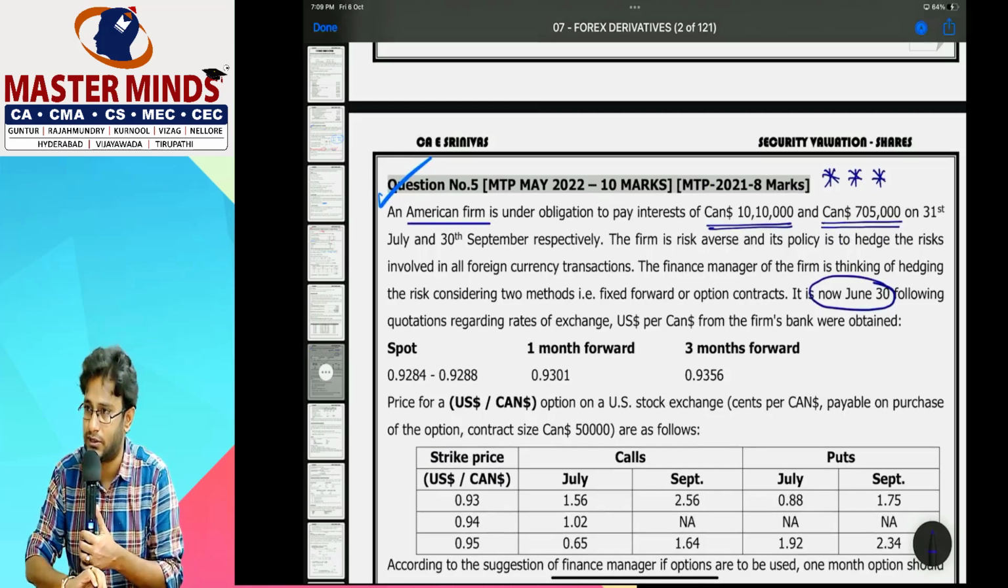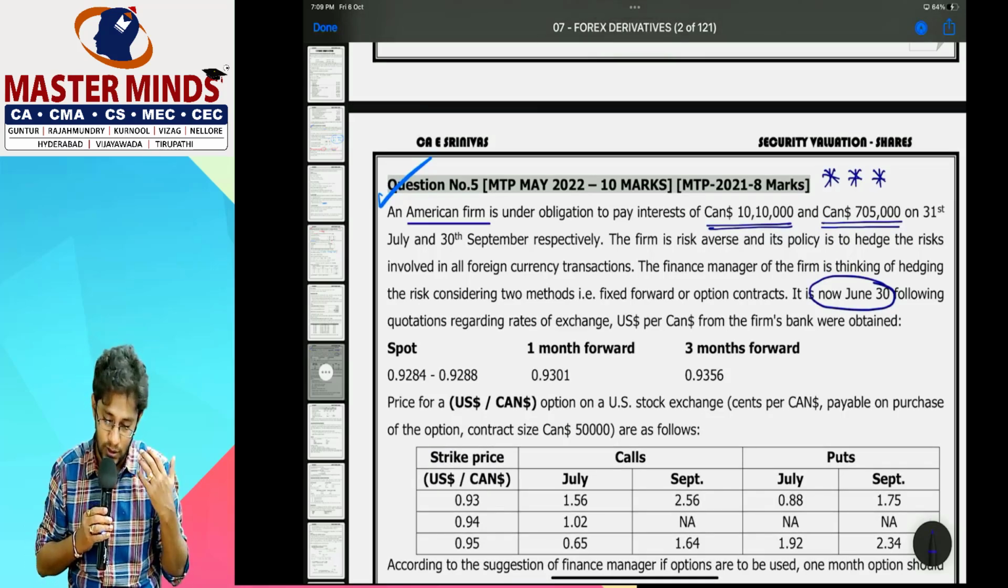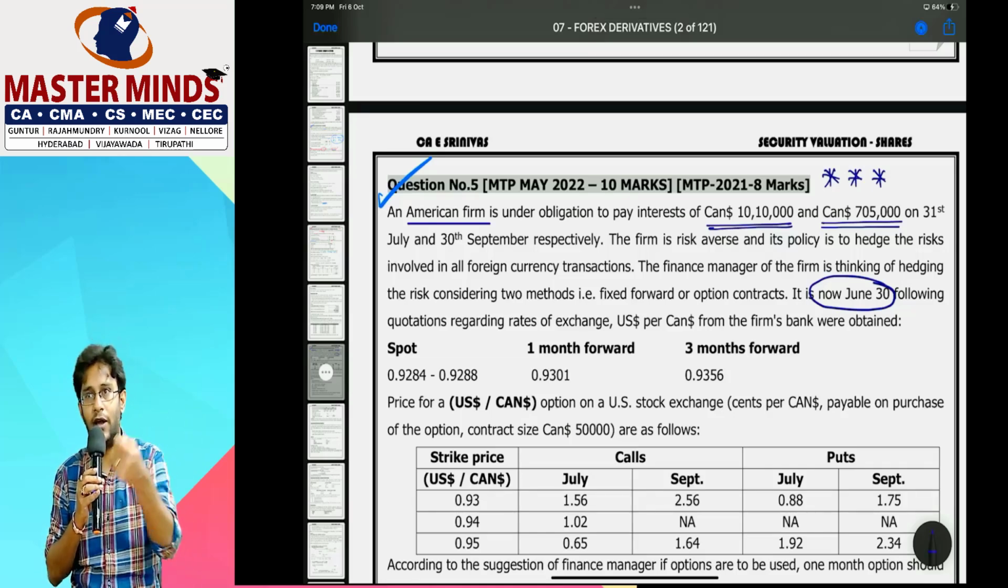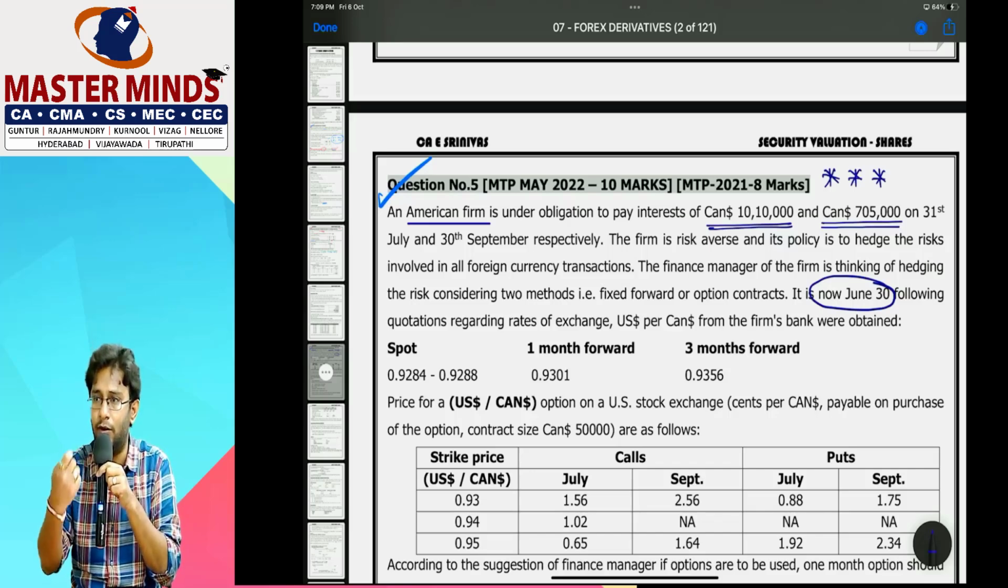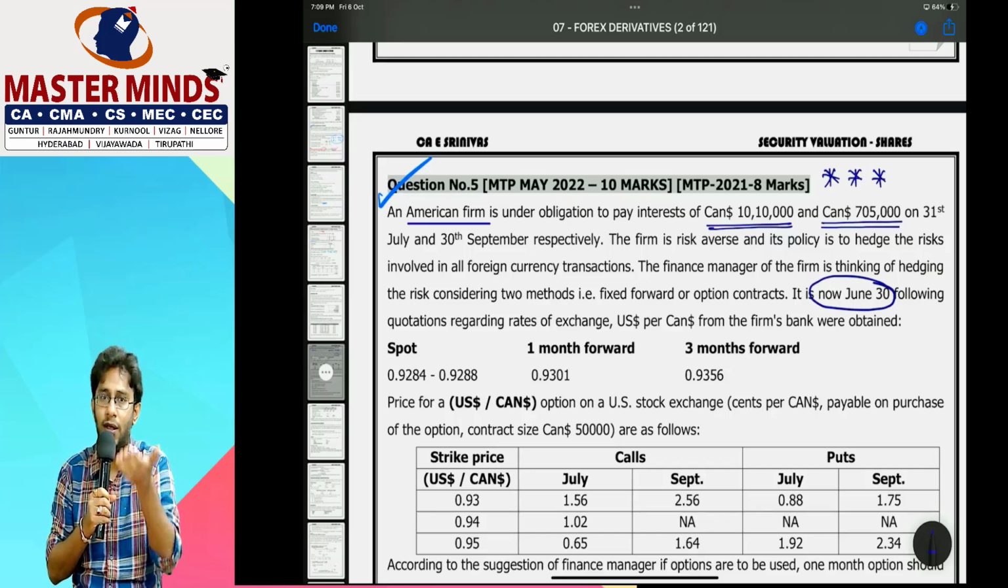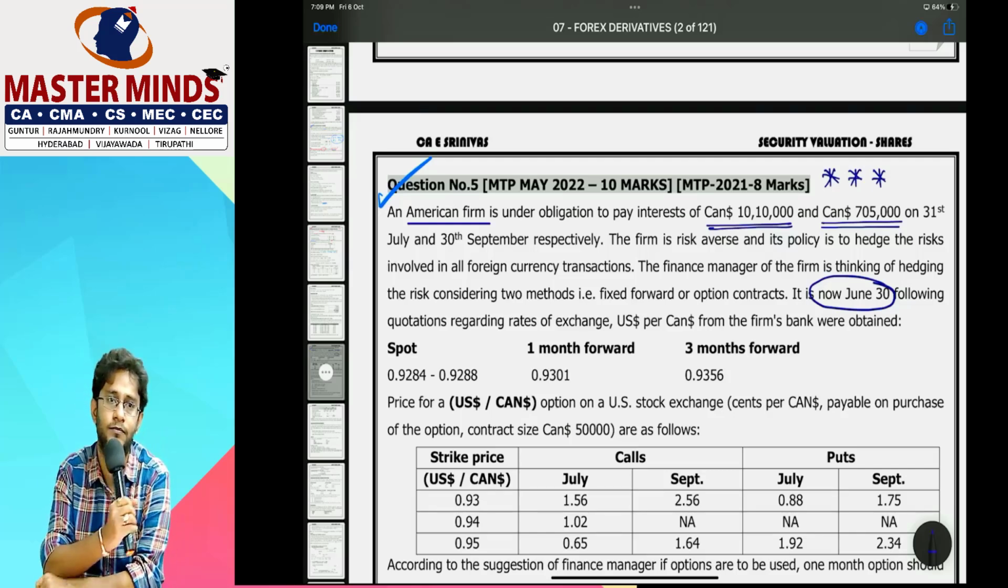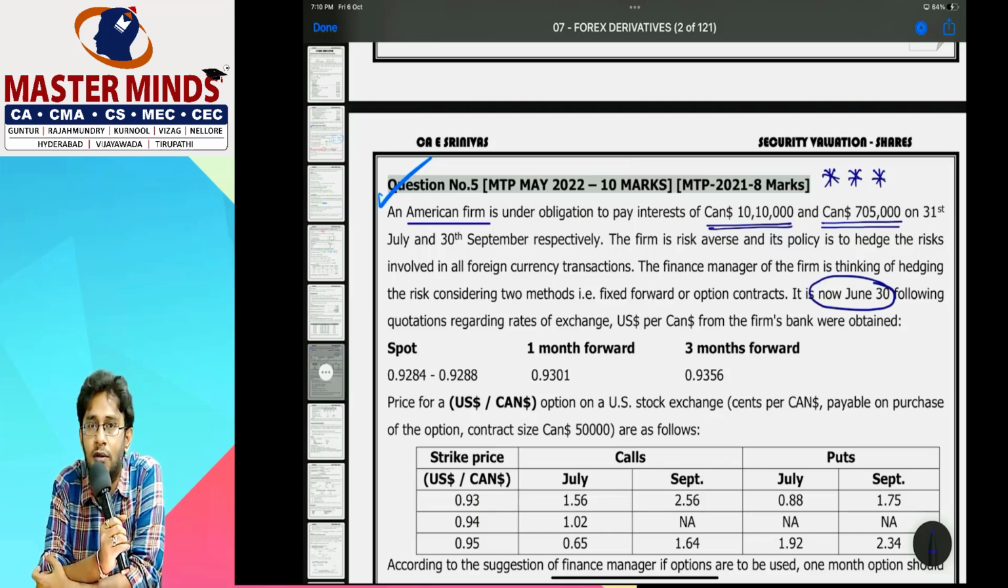Which company are we? US company. We have a CAN dollar payable. So tell me, what risk do I have? I have a CAN dollar payable, so I have to buy CAN dollar by giving US dollar. So CAN dollar may rise or US dollar may fall. What is your hedging route 1? CAN dollar may rise, so buy a call option on CAN dollar. Route 2, US dollar will fall, so buy a put option on US dollar. So you have 2 choices, sir: call option on CAN dollar or put option on US dollar. Till here clarity is there?